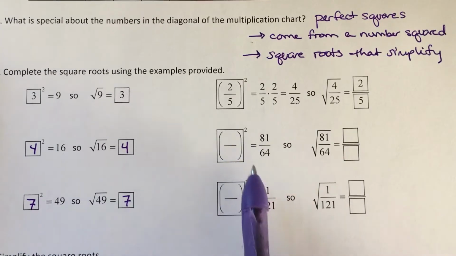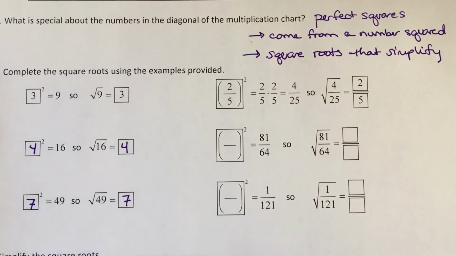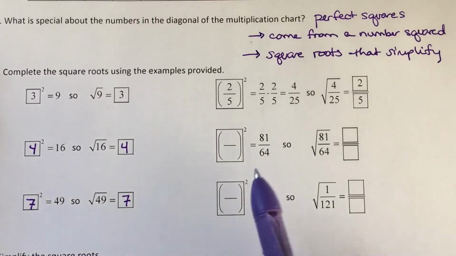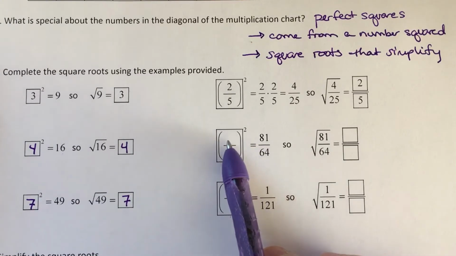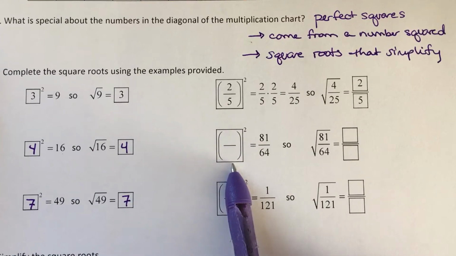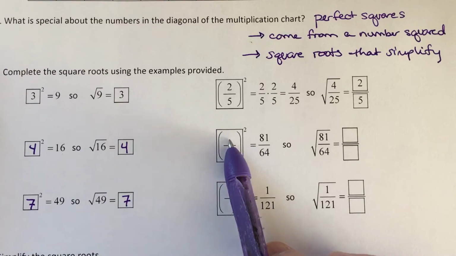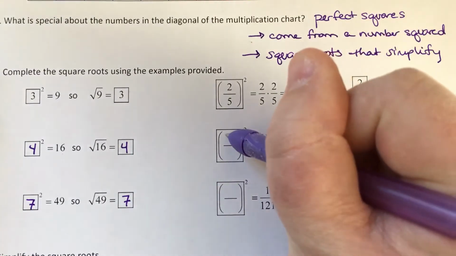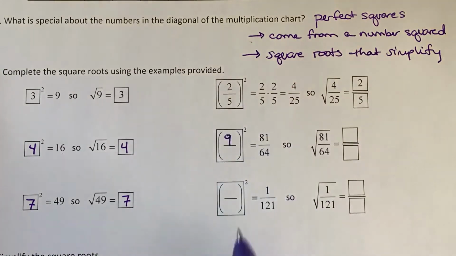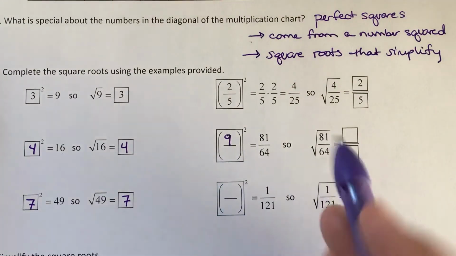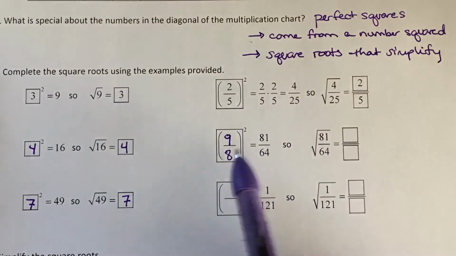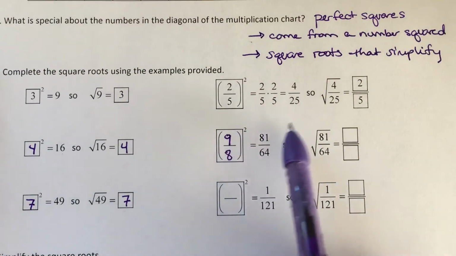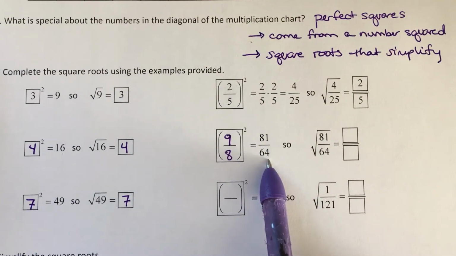Let's do some that are a little more complicated just because they're fractions, but really using our rules of exponents, these aren't that much more complicated, because remember, the rule of exponents says if you have a fraction squared, you can square the top and square the bottom separately. So we really just need to look at what squared would make 81. In this case, 9 squared makes 81. And what squared makes 64 is 8. So that means that 9/8 squared is 81 out of 64.